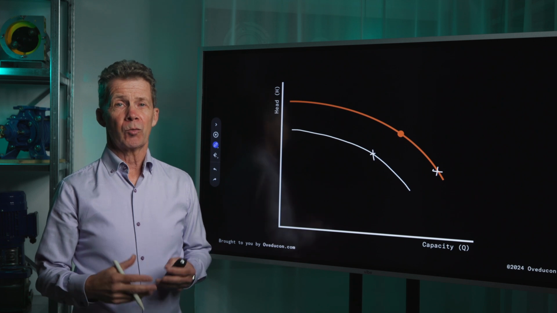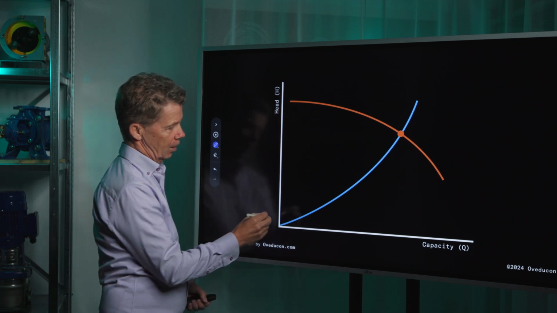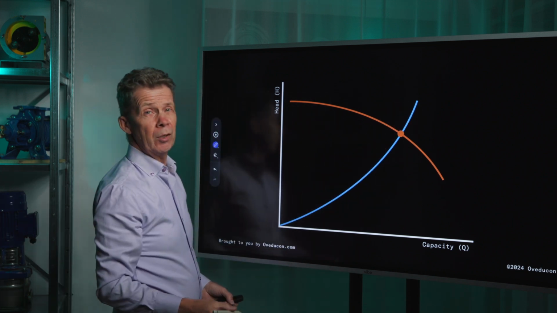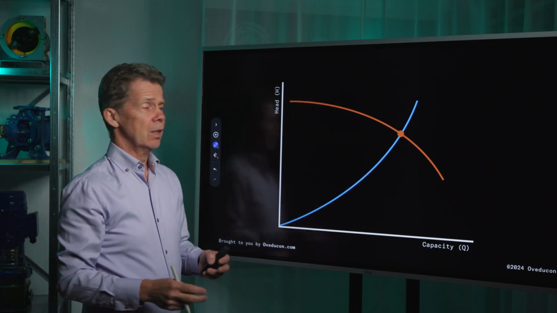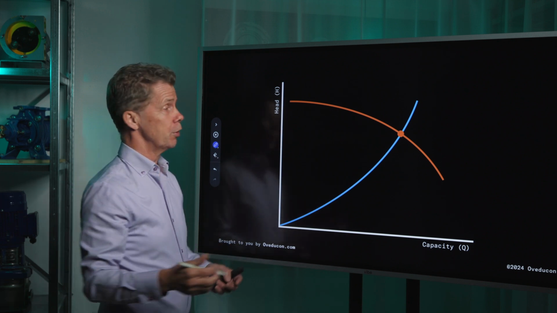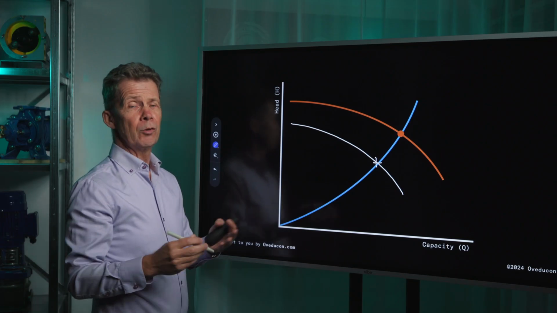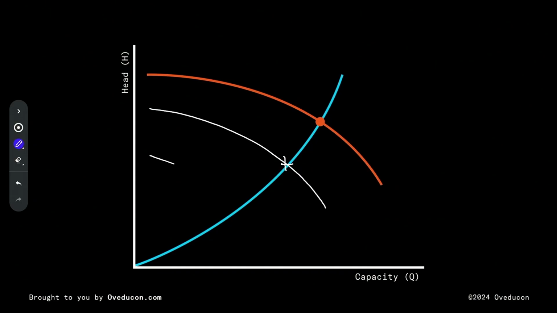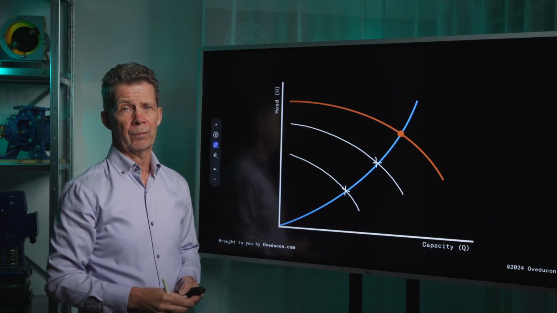Now I will show you what will really happen. I add a system curve here, and this here is your operating point. In this case, if you lower the frequency, this will be your new operating point. If you lower it even more, for example like this, this will be your new operating point.